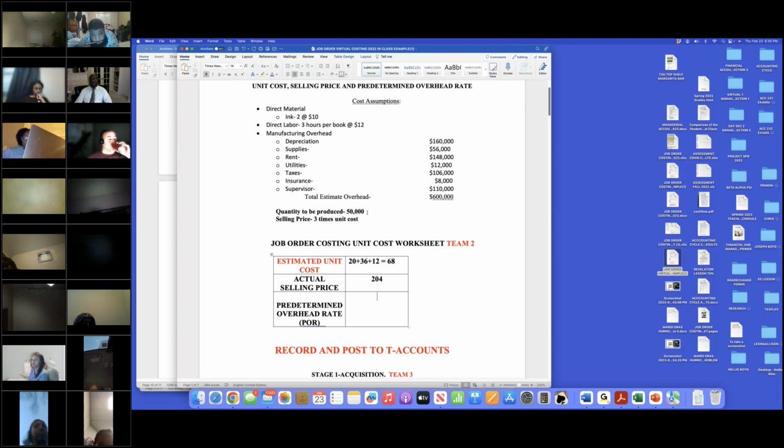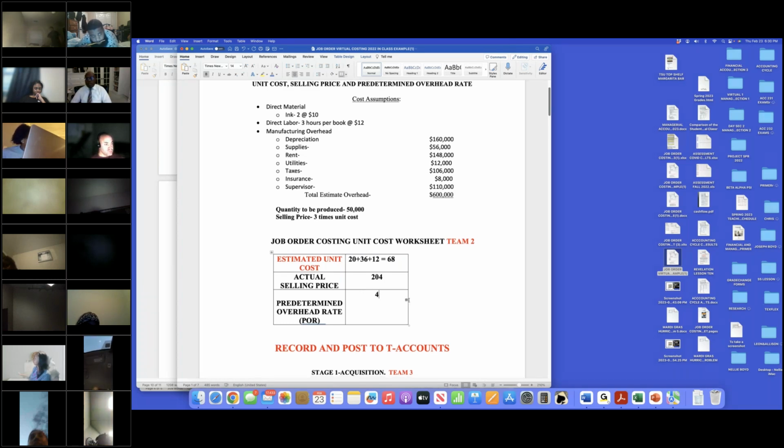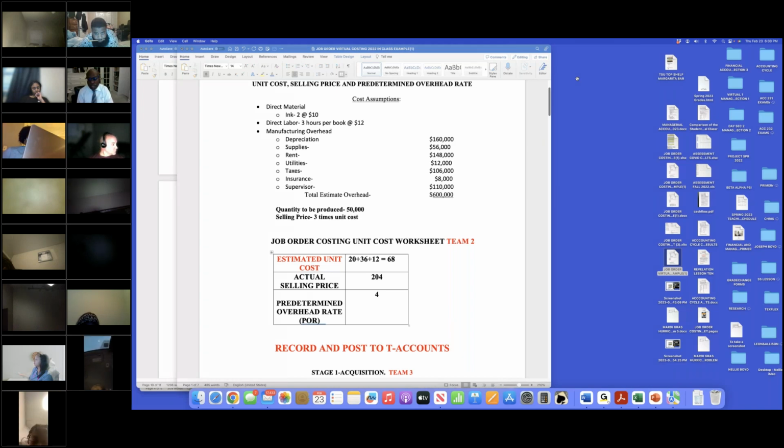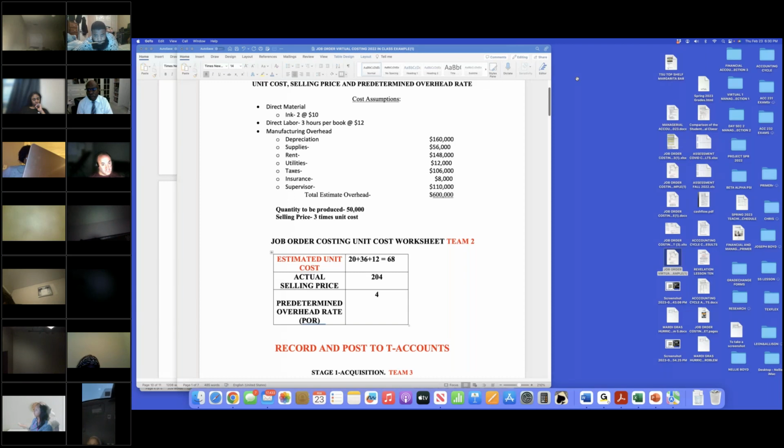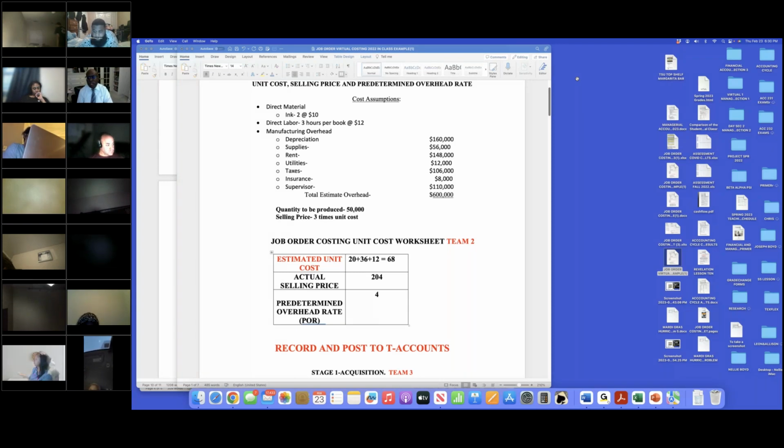We then divide 150,000 into 600,000, and we get the predetermined overhead rate to be what? 4. Because there are journal entries that are based on these numbers, they need to be correct. That's why I spent a whole week and gave you the hurricane and the margarita before, so you would sharpen down on how to make this calculation. All the way through the final exam, you have to make this calculation.